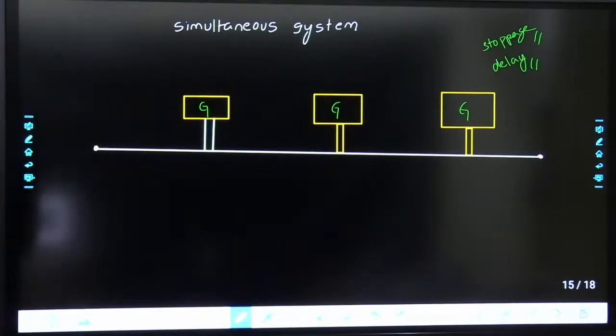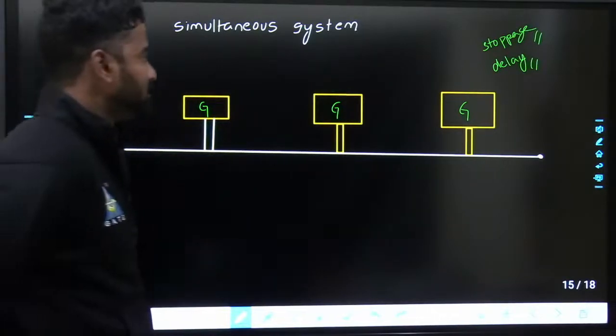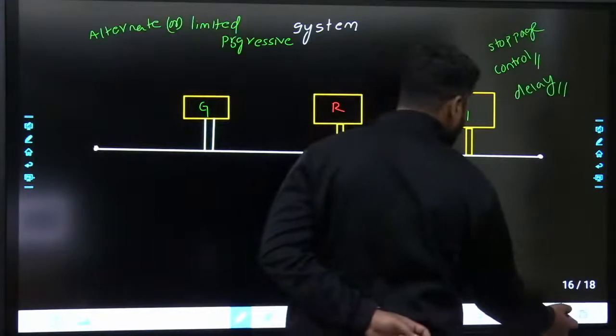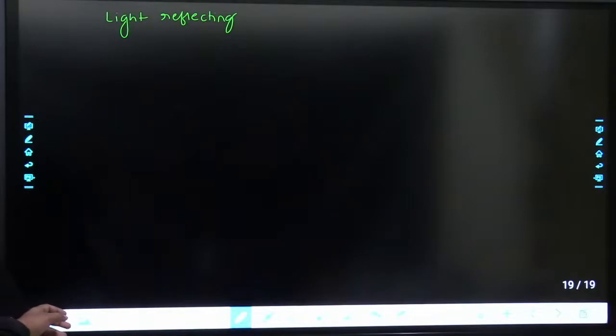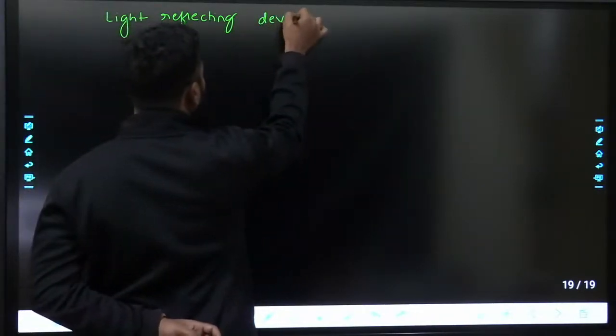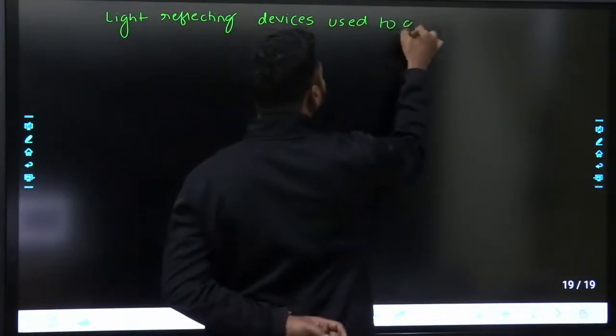That is what I am saying. Whenever theory is there, you will see more theory questions in this. 80% of the questions can be easily solved, and there are certain questions which would be somewhat difficult to understand. I will just say there will be these types of questions: light reflecting devices used to guide the driver.